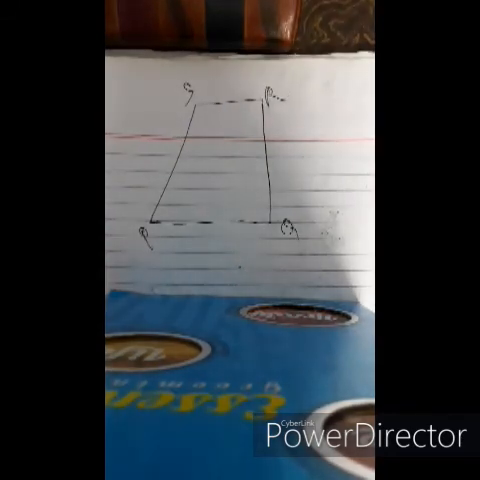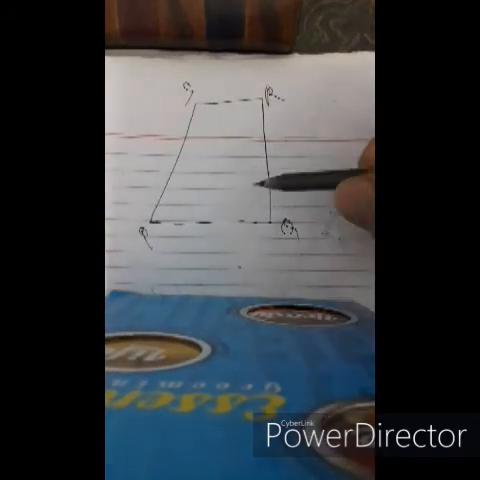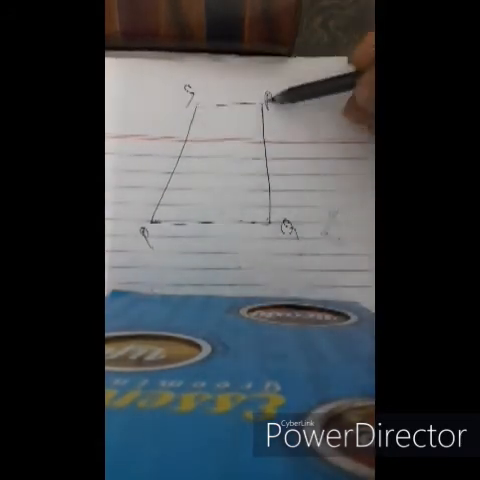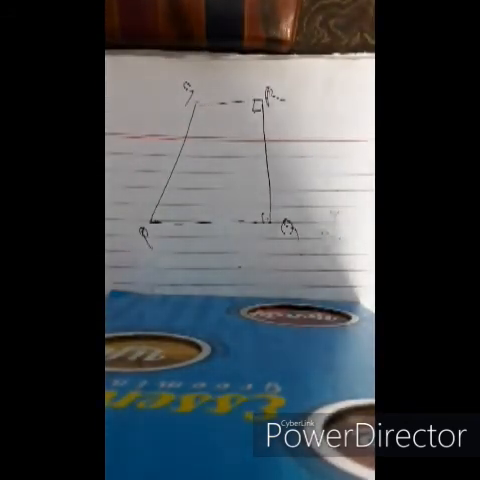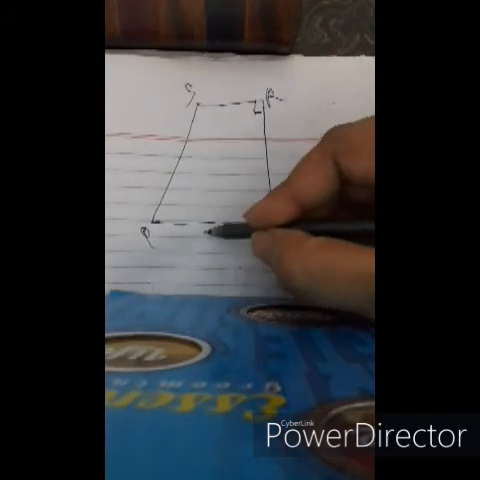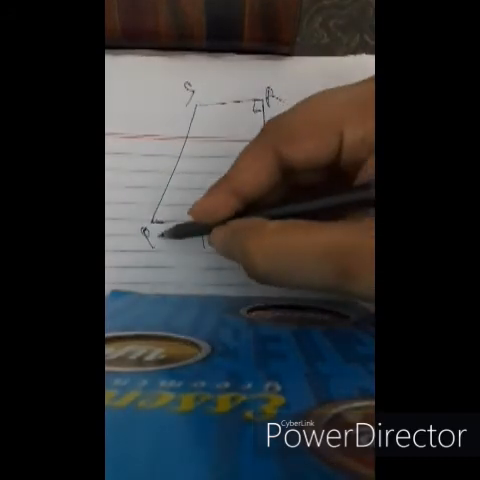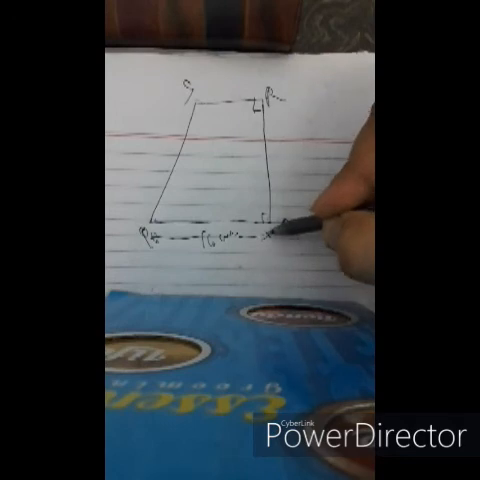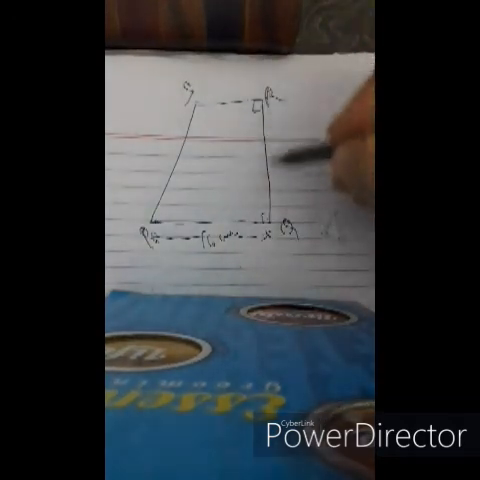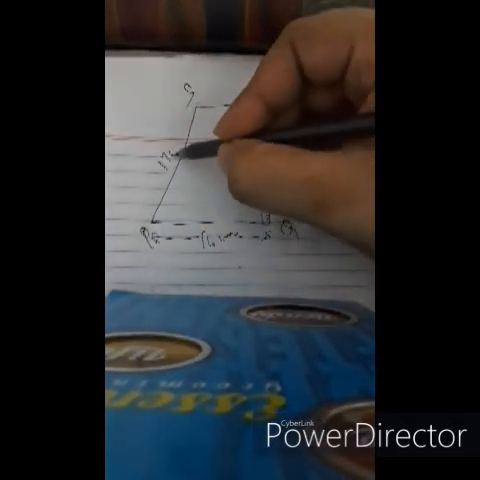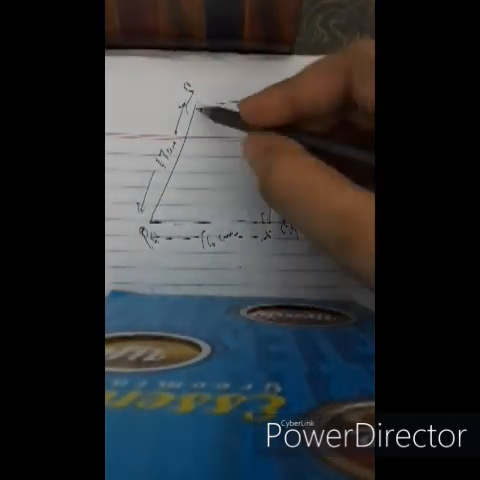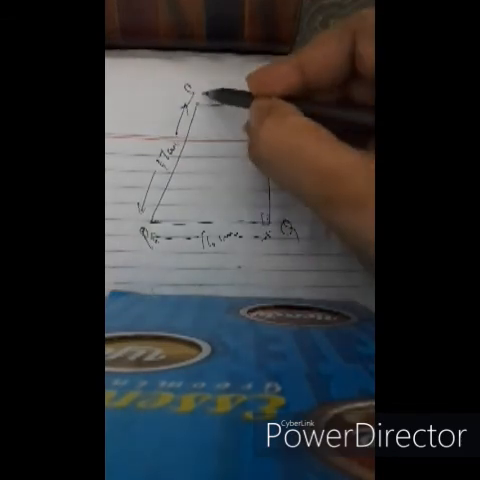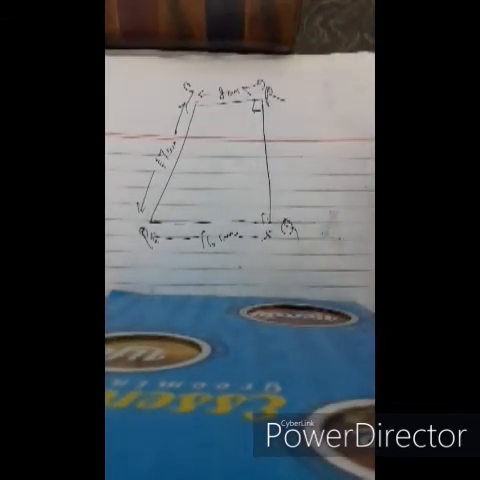PQRS is a trapezium in which the parallel sides PQ and SR are both perpendicular to QR. It is given that PQ is 16 centimeter, PS is 17 centimeter, and RS is 8 centimeters. We have to calculate the area of the trapezium.